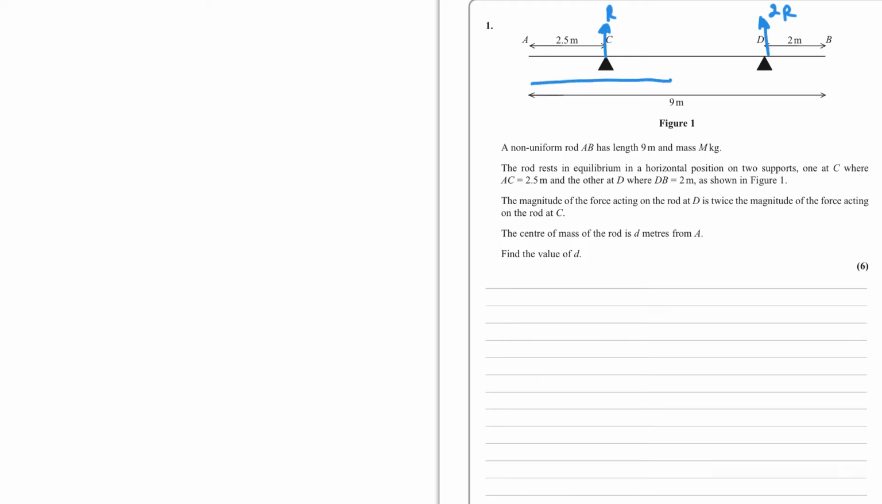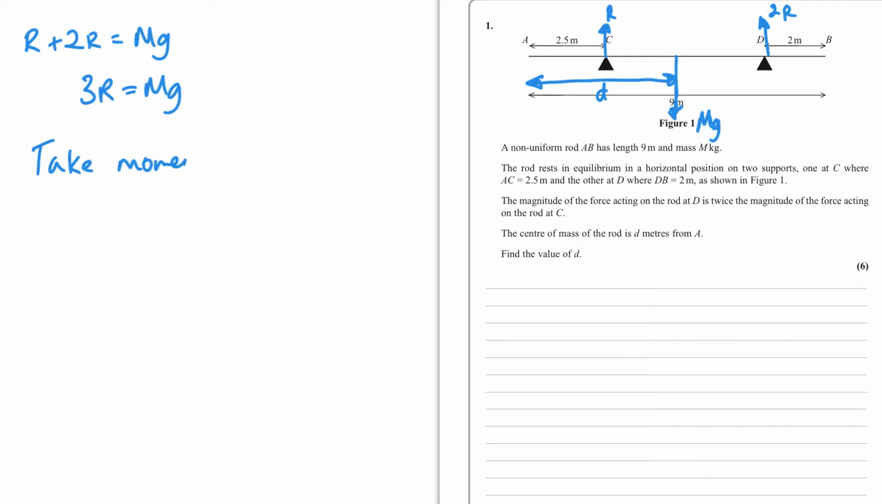So we want to go from A, and this is going to be d meters. So here I'll put the mass, which is capital M, G. So first thing I can say is that R plus 2R equals mg, or 3R equals mg. Now what I'm going to do next is take moments about C.